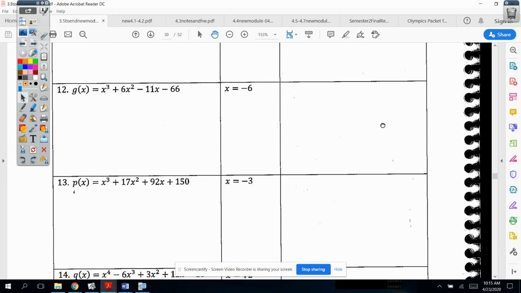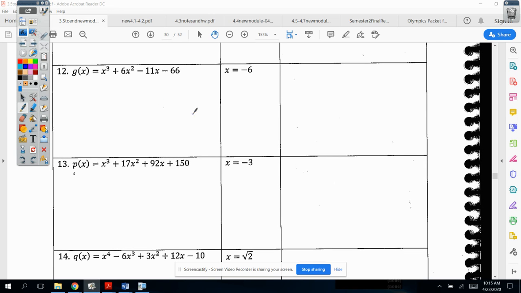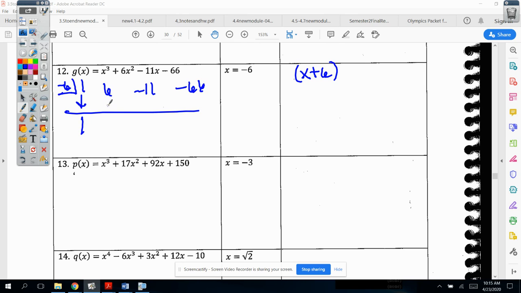Okay, so let's try this one. It might be quicker to divide. It might be quicker to use your calculator. That is up to you. If x equals negative 6 is a 0, then x plus 6 is a factor. I can put negative 6 in the box. 1, 6, negative 11, and negative 66. I'm going to get 0 as a remainder here.